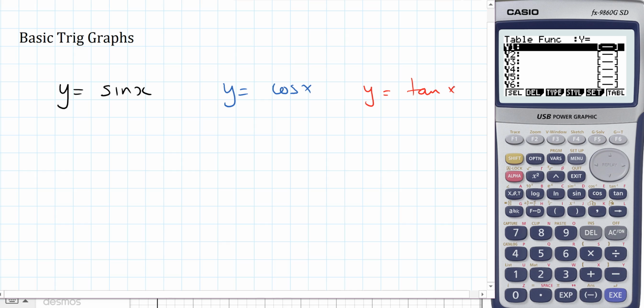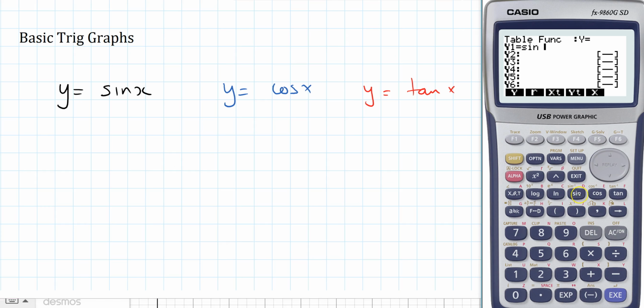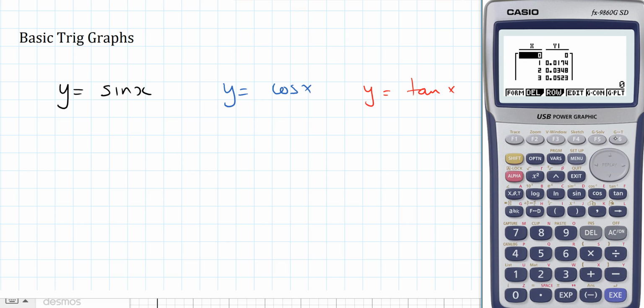Now, in all the other graphs we've done so far, we've always set up a table of values. So I'm going to do the same here. I'm just going to deal with a sine graph to begin with. So I've got it in my table form. I press sine of x, press execute, select the graph that I want and go to the table function. Now, the table has been defined and it's going from 0 to 1 to 3, 4. There doesn't seem to be much movement happening there.